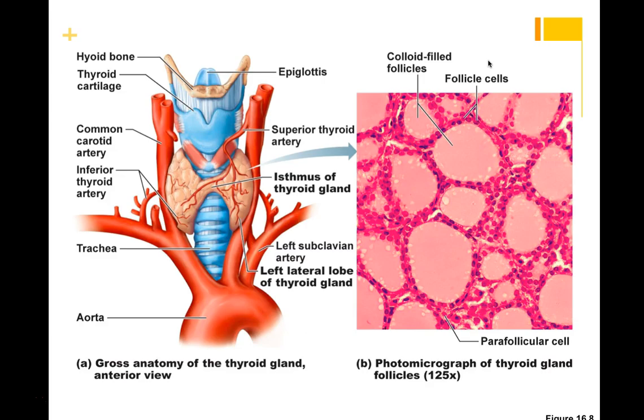So here's a nice image that is depicting the follicle cells that will produce the colloid within it. And in between these follicle cells, so there are some good examples over here, a couple over here and over here, we have the parafollicular cells that are going to secrete that calcitonin when necessary.